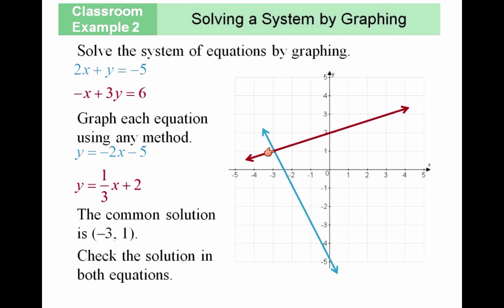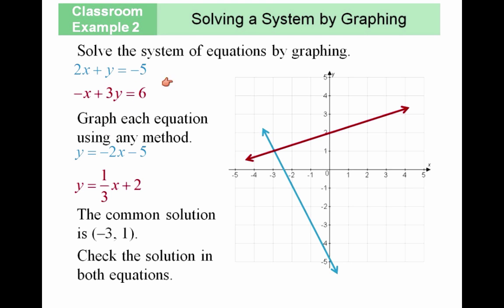However, if you want to find the exact point of intersection, we can use different methods that we're going to take a look at. Either the addition method, the elimination method, or the substitution method would give us more accurate answers.